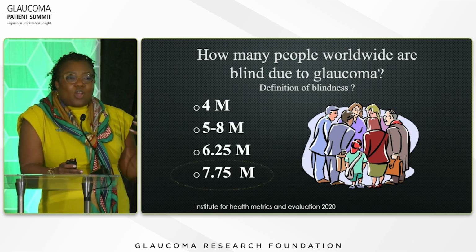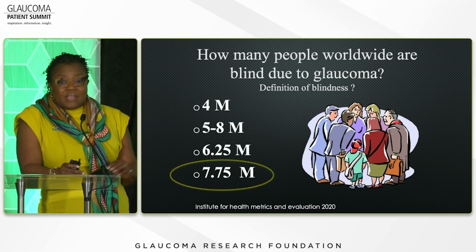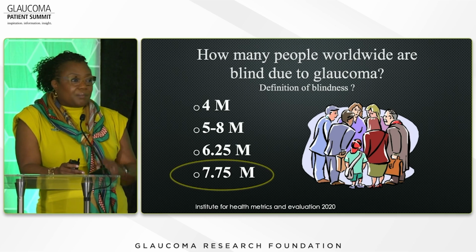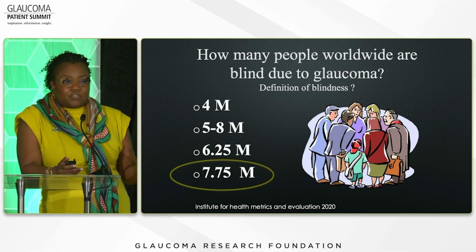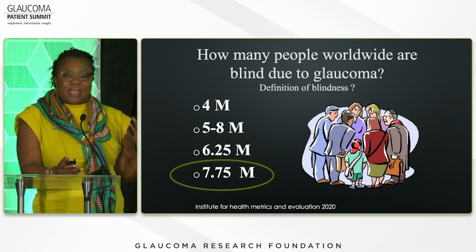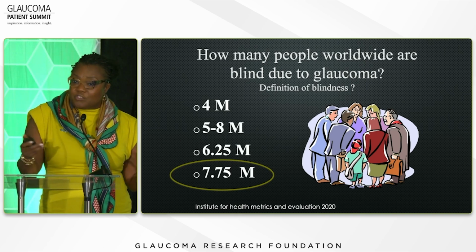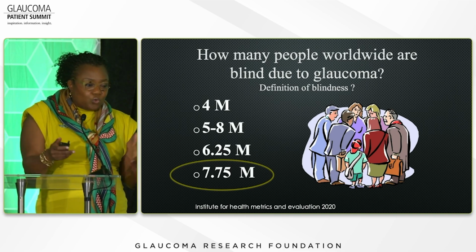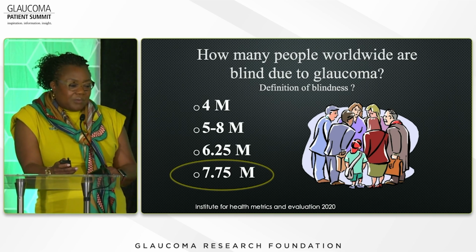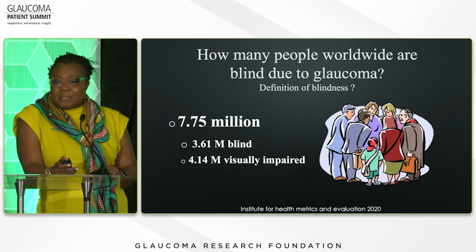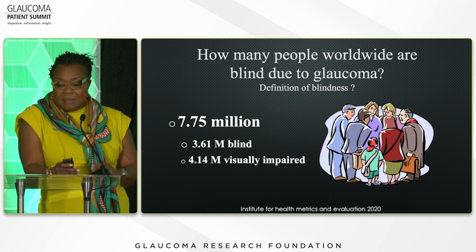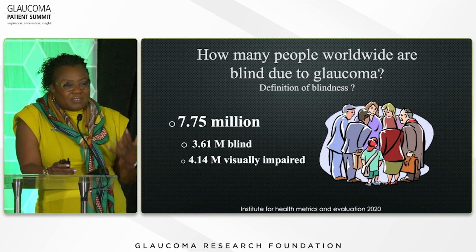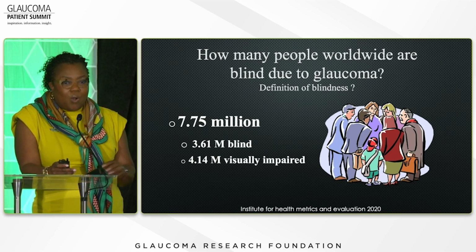As we talk about loss of vision from glaucoma, there are different ways of defining vision loss. There are people who absolutely can't see anything, but as we define loss of vision, there are several ways of defining visual loss. If we add those two groups of people together, we would say about 7.75 million people have blindness from glaucoma, with 3.61 million being totally blind and 4.14 million having some kind of severe visual impairment that requires assistance.